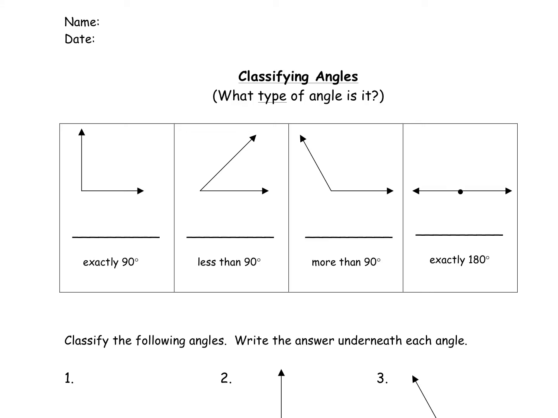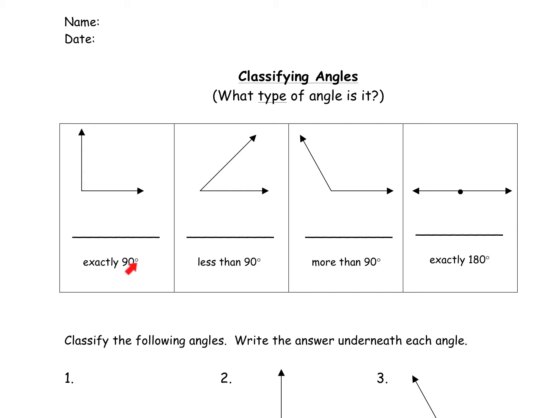Hello, this is the second part of our lesson after our vocabulary sheet. So today we're going to classify angles. We're not going to name them necessarily, but we're going to say what type of angle we're dealing with. And there are 4 different types of angles we're going to name.